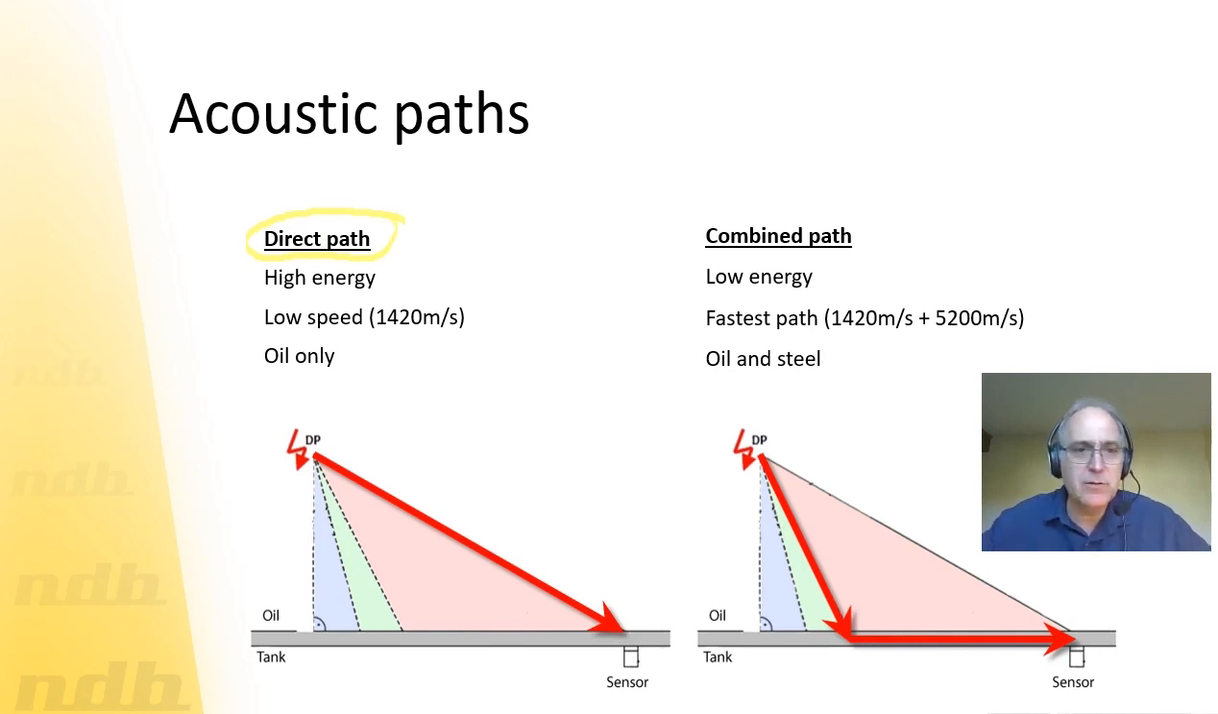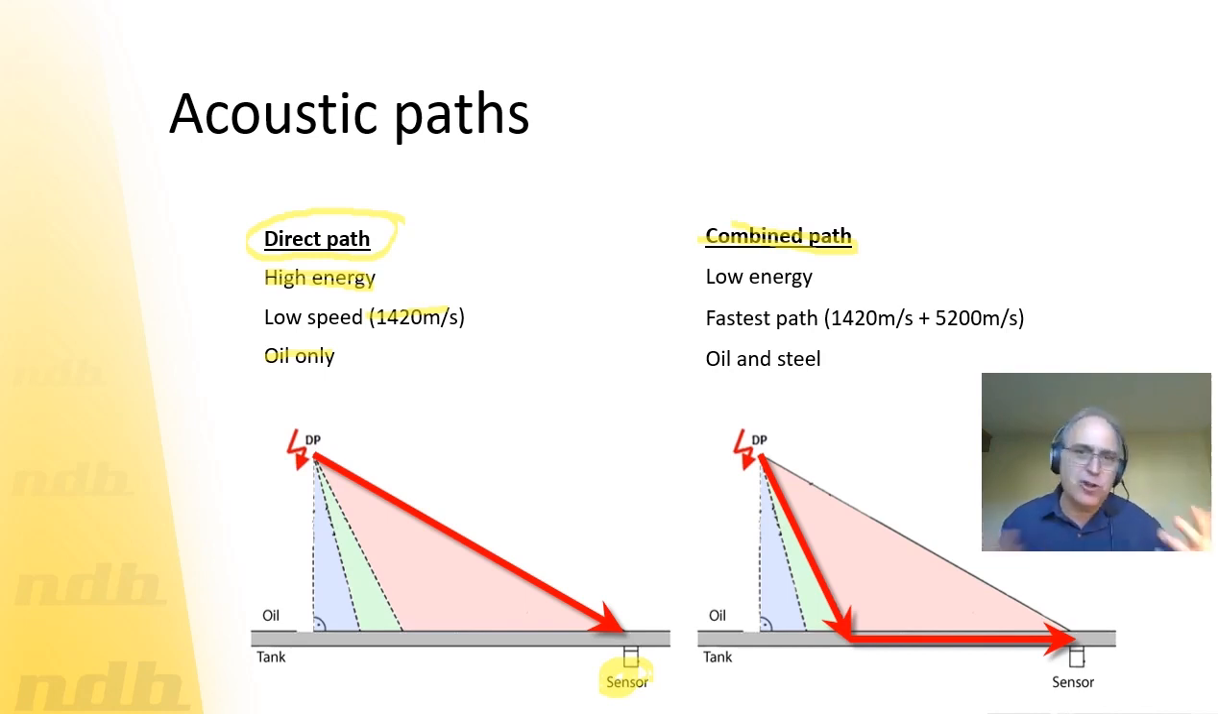So it's oil only, low speed, but as the sensor will be hit and no reflection would have occurred in between, we will get lots of energy. The energy will be much higher than the combined path. The combined path over here will have less energy, but it will be the fastest because we're traveling less time in oil and we're traveling in steel.